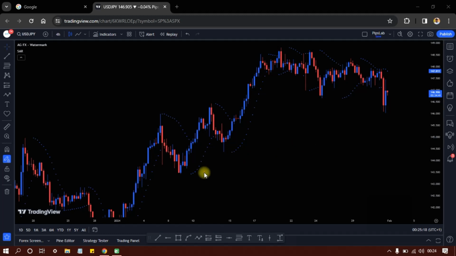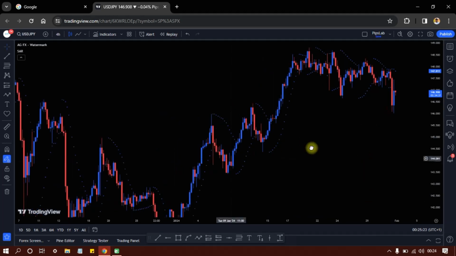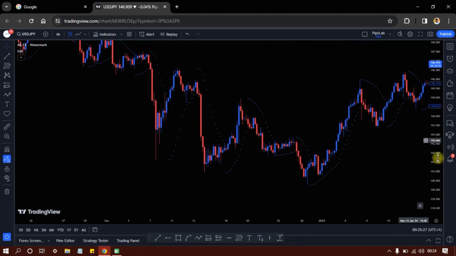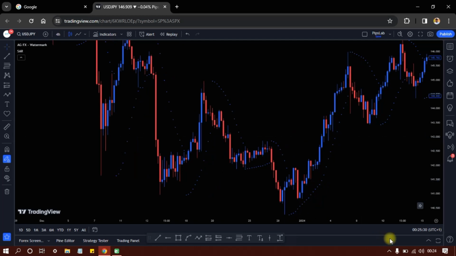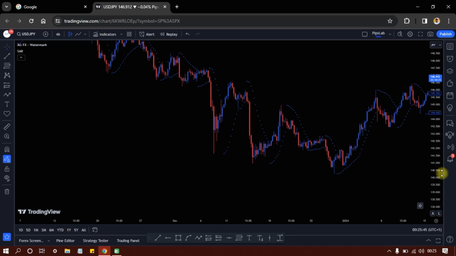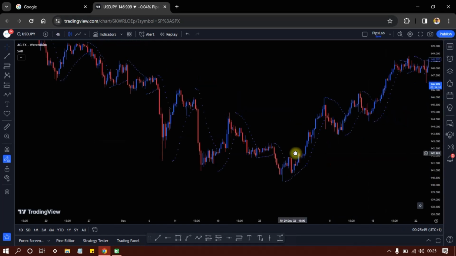Now when we have the parabolic SAR forming above your price chart, all it's trying to tell us is that we are going to be having a bearish price movement. Take for example the one we have at this particular point. You can see the parabolic SAR dot started forming above the price chart, and when it starts forming above the price chart, we have a push to the downside, and that is how the parabolic SAR gives us trend indications or tells us what is going to happen next.